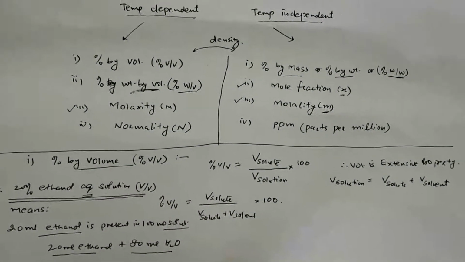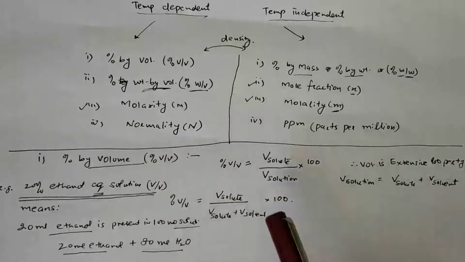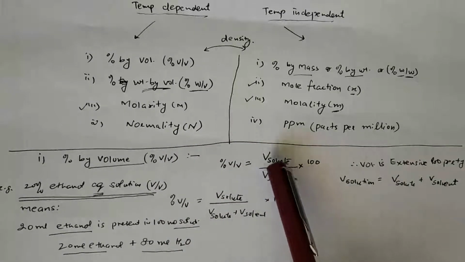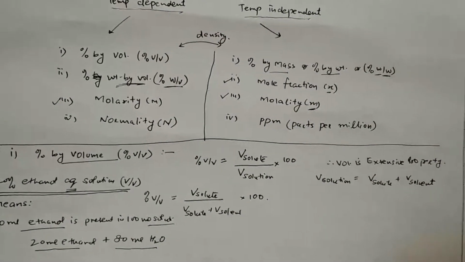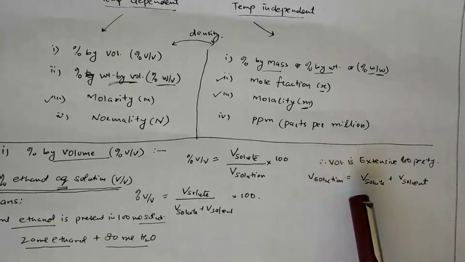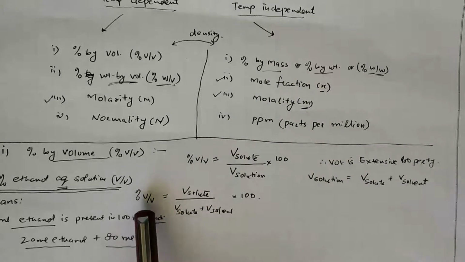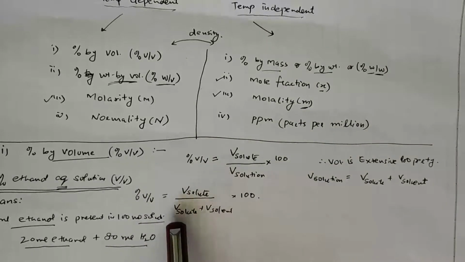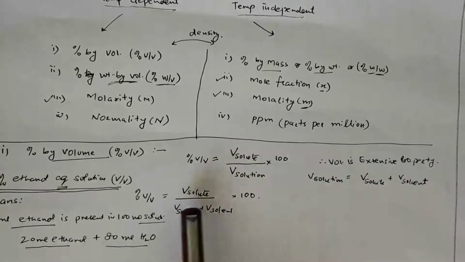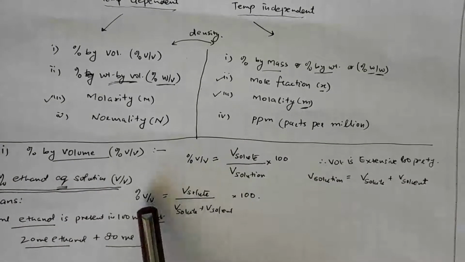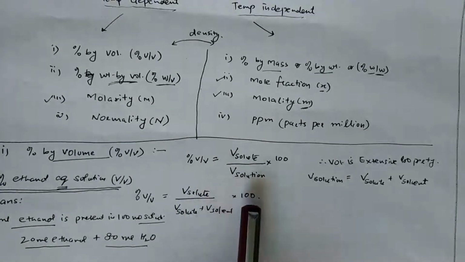First is percent by volume, V by V. According to the definition, it is volume of solute upon volume of solution into 100. Volume is an extensive property, so volume of solution can be written as volume of solute plus volume of solvent. So the formula becomes volume of solute upon volume of solute plus volume of solvent into 100. This is with respect to the solute. If you want to write it with respect to the solvent, you write volume of solvent upon volume of solute plus volume of solvent into 100.